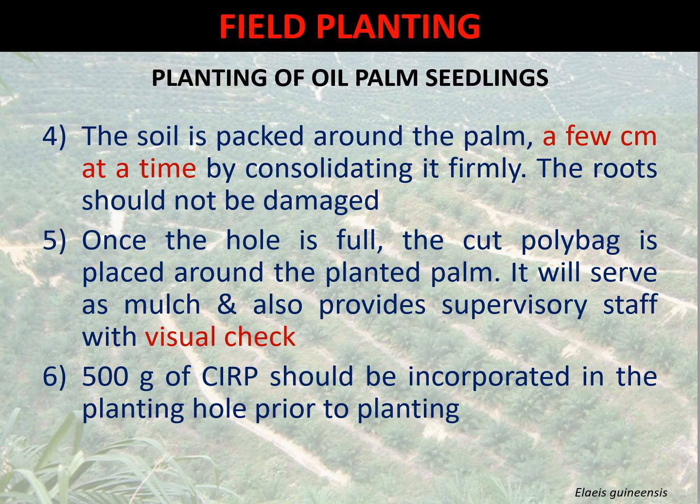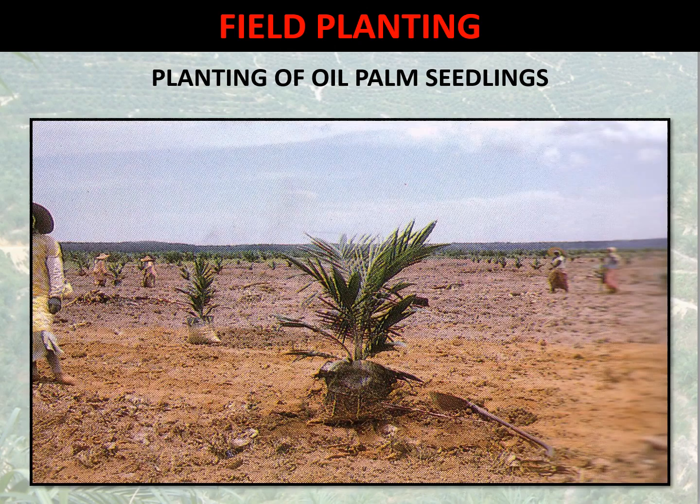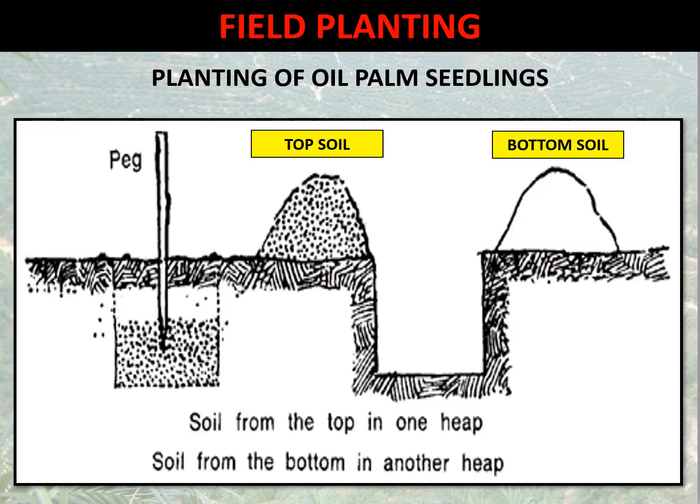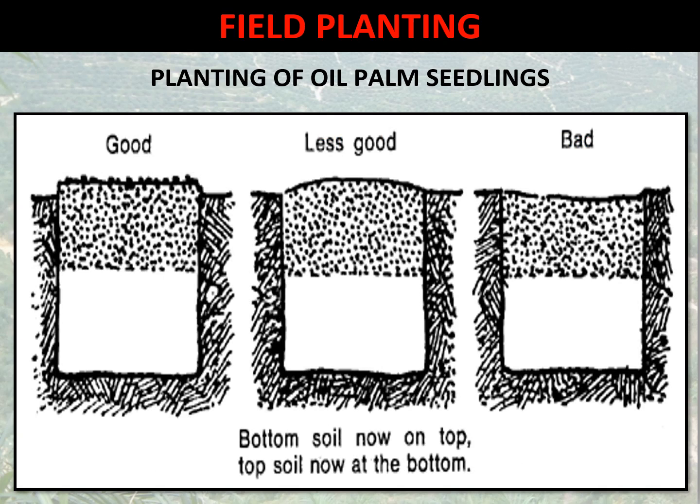Once the hole is full, the cut polybag is placed around the planted palm. It will serve as mulch and also provides supervisory staff with a visual check. 500 grams of CIRP, which refers to Christmas Island rock phosphate, should be incorporated in the planting hole prior to planting. This figure shows the planting of oil palm seedlings, where the soil from the top is in one heap and soil from the bottom is in another heap. The bottom soil now is on the top and the top soil now is at the bottom.